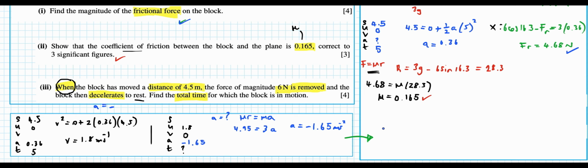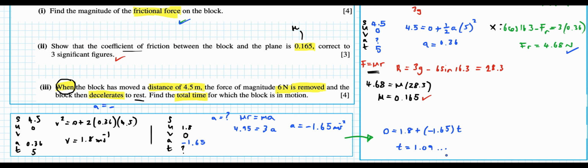So again, which of your equations of constant acceleration that involve time will you pick here? The easiest one is v equals u plus at, so 0 equals 1.8 plus or minus, but minus will win, minus 1.65 t. T is equal to 1.0909, so we'll just go with 1.09.